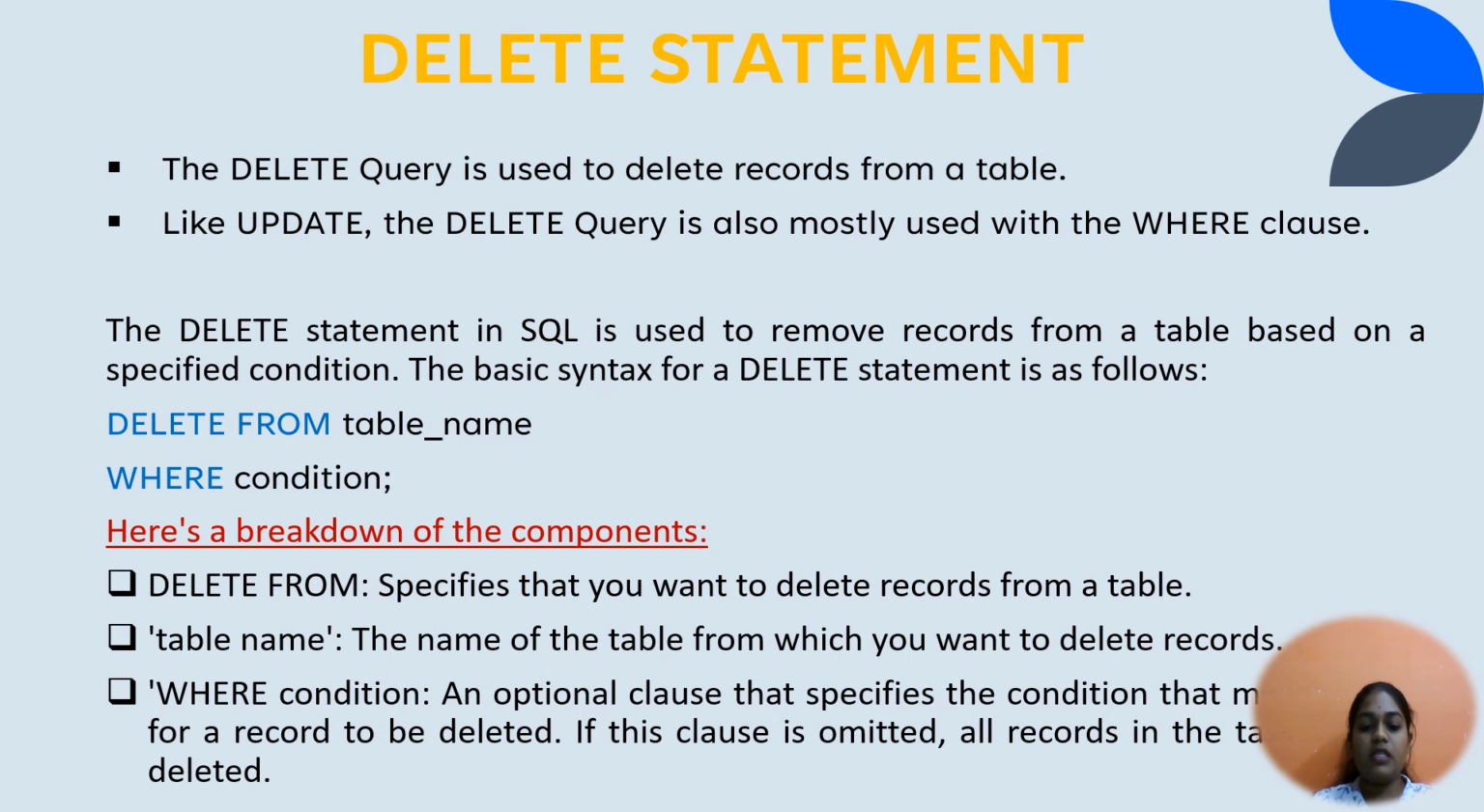Here is the syntax, that is, DELETE FROM table_name WHERE condition; with a semicolon. Here's a breakdown of the components. DELETE FROM specifies that you want to delete the record from the table. Table name: the name of the table from which you want to delete the records. WHERE condition: an optional clause that specifies the condition that must be met for a record to be deleted. If this clause is omitted, all the records in the table will be deleted.